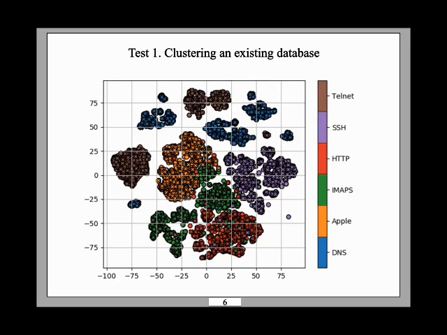1,500 flows of the most common TCP applications were selected for the first experiment, and the first clusters were created based on them. These include DNS, Apple, IMAPS, HTTP, SSH, and Telnet.